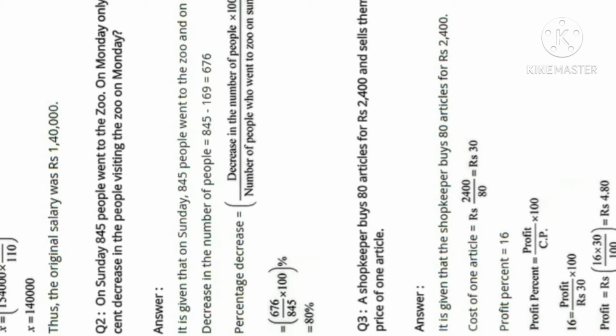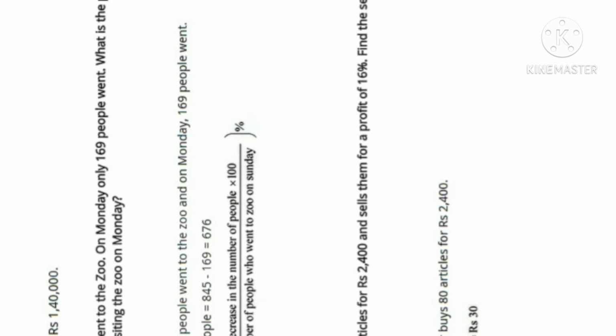Now further, the selling price of one article equals CP plus profit. We all know that SP is equal to CP plus profit, equal to 30, CP is 30 plus profit is 4.80. So we will add both of them. So CP plus profit, that is 30 plus 4.80, equals 34.80.